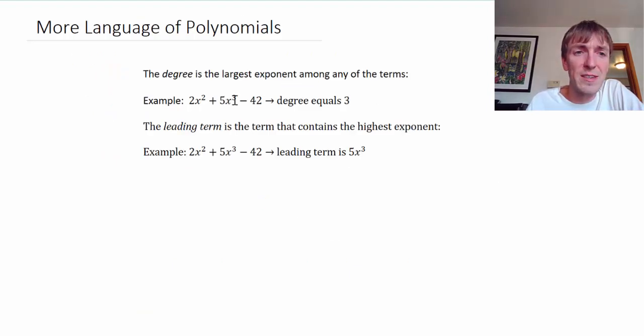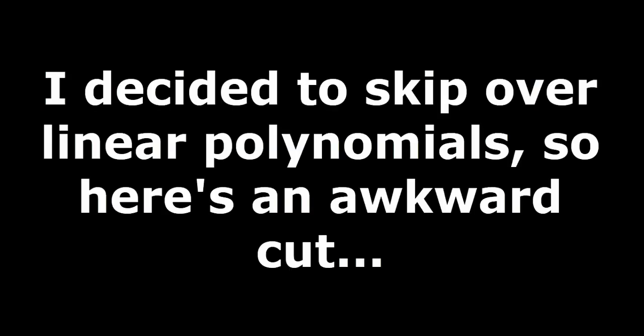So a couple more words that didn't fit onto the last slide. If you take the largest exponent that appears in a polynomial, we call that the degree of a polynomial. And the term that contains that leading exponent, or that largest exponent, is called the leading term. So in this example that I have here, 3 is the largest exponent, so that means this is a degree 3 polynomial, and that leading term would be 5x cubed.